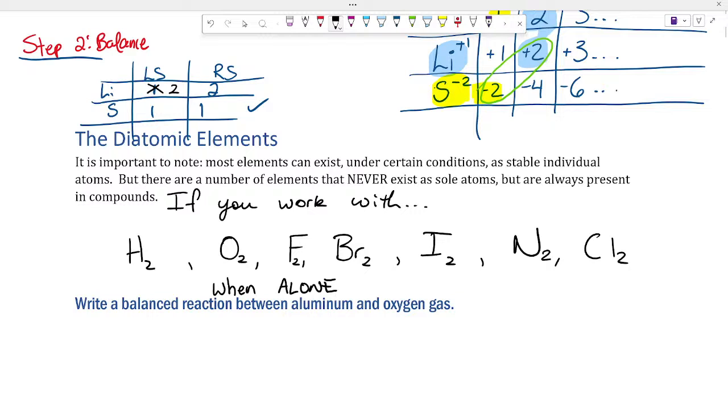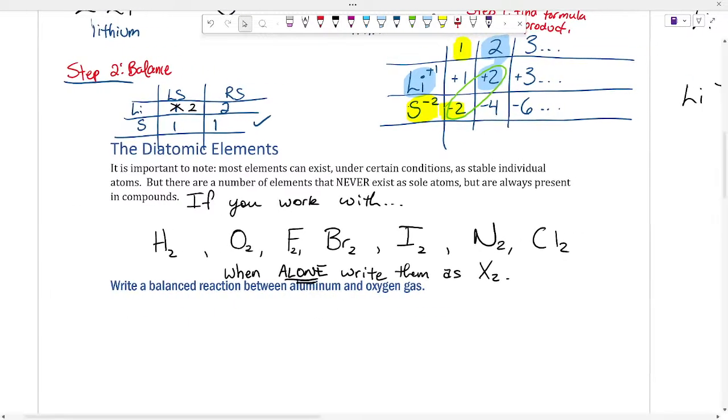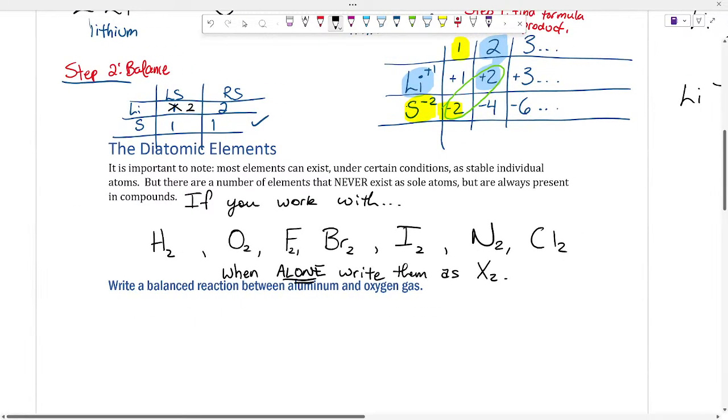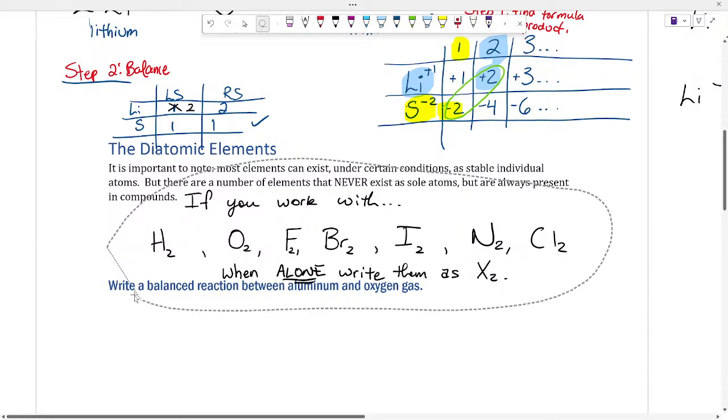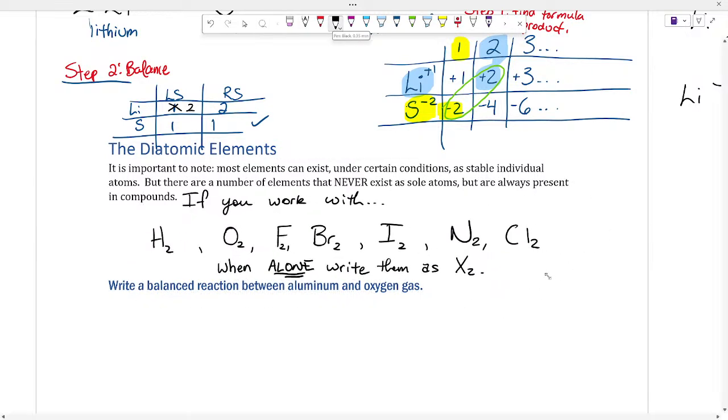That has nothing to do whatsoever with once they end up in a compound. It's just when they are alone. Write them as whatever it is, 2. Again, once they're in a compound, you just work it out just like we did here. Can we try one more together? And then I'll give you a little bit of practice on your own. Or are you feeling ready and you want to try one on your own? One on your own? Okay, so see if you can do this.